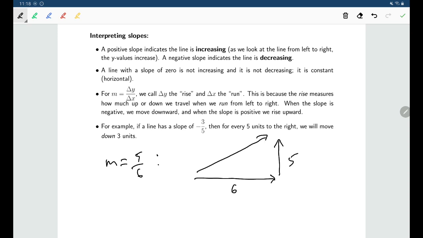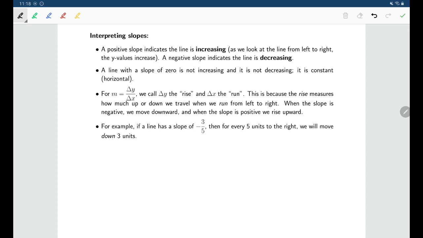That would be an increasing line. And of course, if you had a slope of 0, that would be a horizontal line, because if you're thinking about something that is a value of 0, 0 is the same thing as 0 over 1. So you could think of that slope meaning that for every 1 unit to the right, you don't go up or down, which means you're just going to the right. In other words, it's a horizontal line.